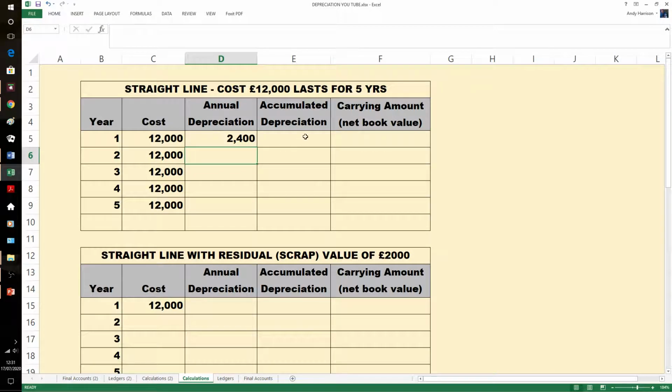It's £2,400 a year. Now, at the end of the first year, the running total, the accumulated depreciation, is just £2,400. Now, the carrying amount, which used to be called net book value, is the cost minus the accumulated depreciation. So in our final accounts, that asset will now be valued at £9,600. Well, straight line means it's going to be the same. It's a fifth. All the way down, it's going to be £2,400.